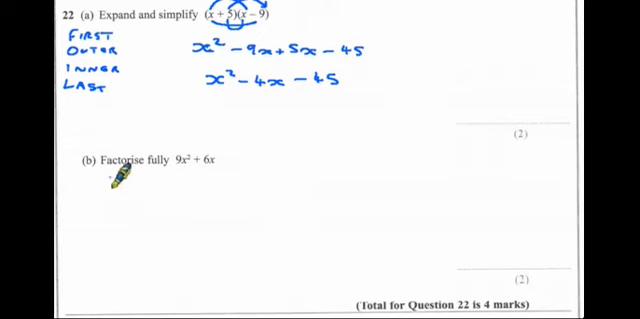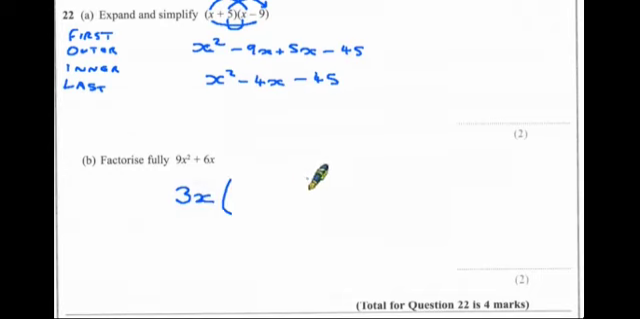In part B, we're asked to factorise fully 9x squared plus 6x. So to factorise, we need to take out the highest common factor of each of the terms. We work from the numbers and then the letters. So first of all, the highest common factor of 6 and 9 would be 3. It divides into both 6 and 9. The highest common factor of x squared and x: when we are looking at letters, we take out the letter with the lowest power, therefore it is just x.